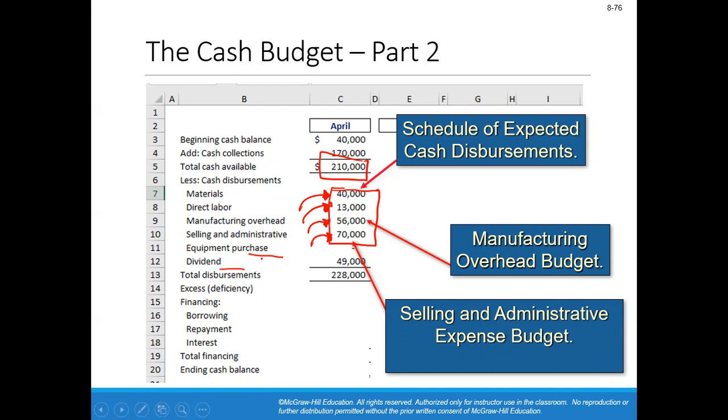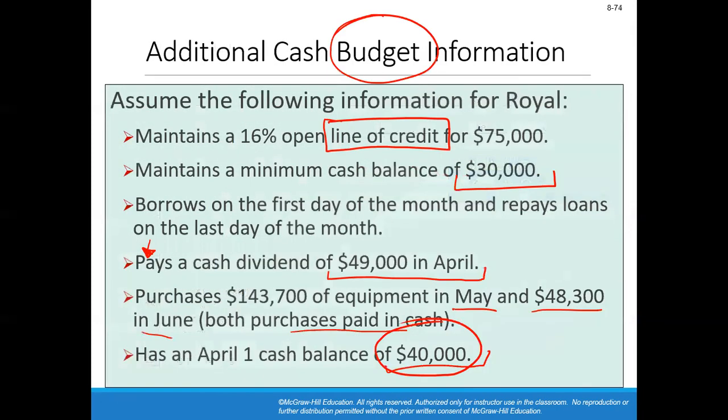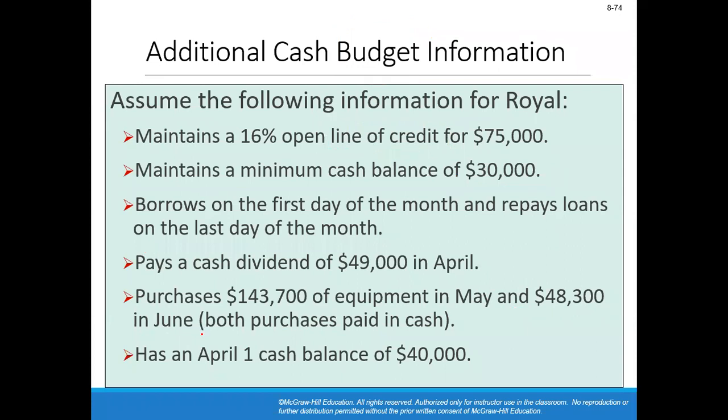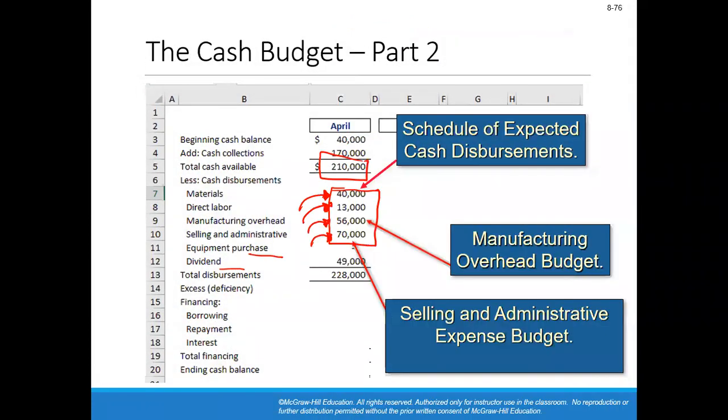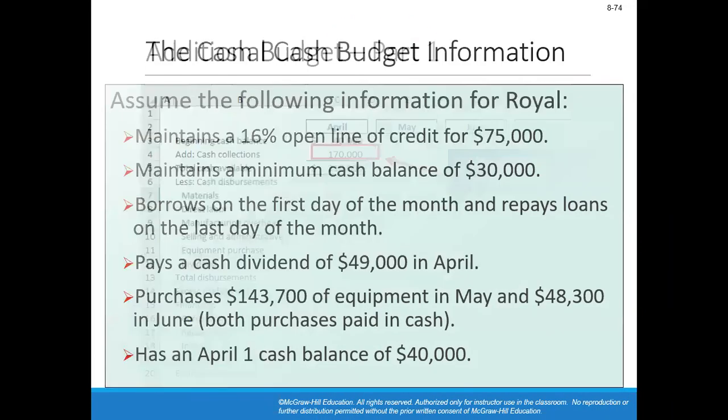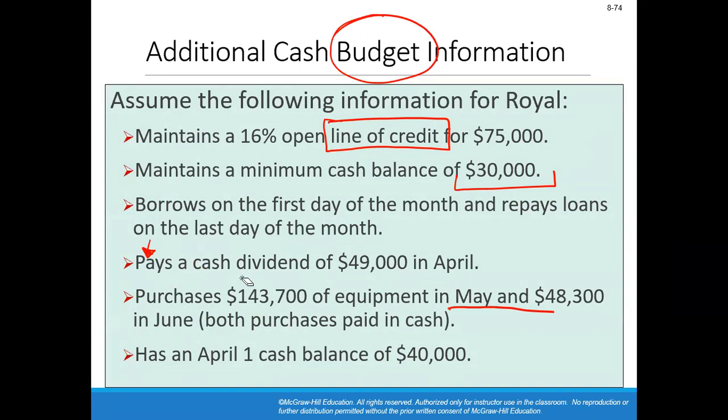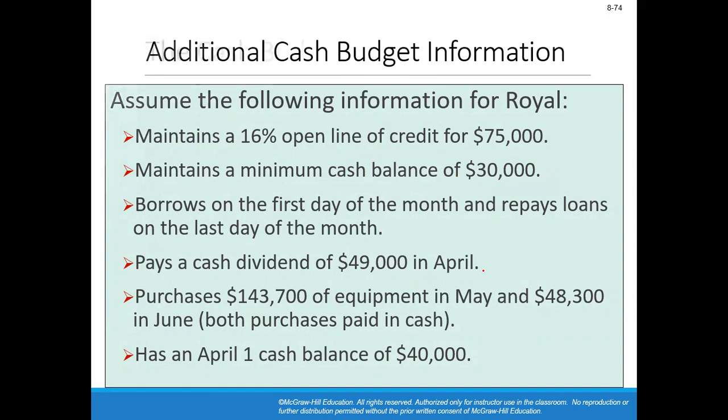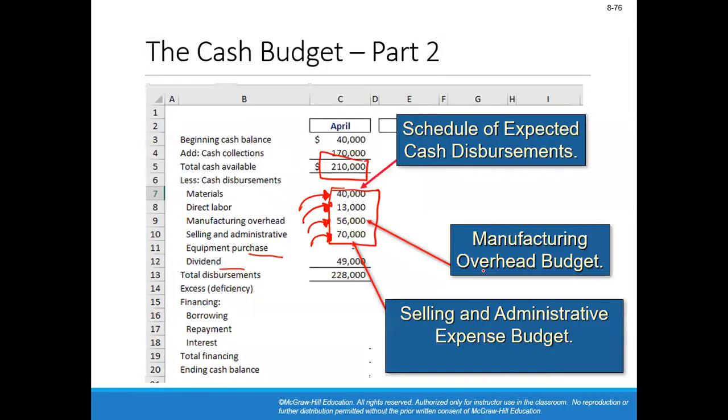Now let's see. The additional information is not saying the equipment purchase has been made in April. Let me take you to the information. What has been said regarding the equipment purchase? It has been said we made purchase of equipment in May and in June. That's why the number is blank in April. But it has been said the company pays a dividend of how much? 49,000 in which month? In the April month. That's why the 49,000 is here.